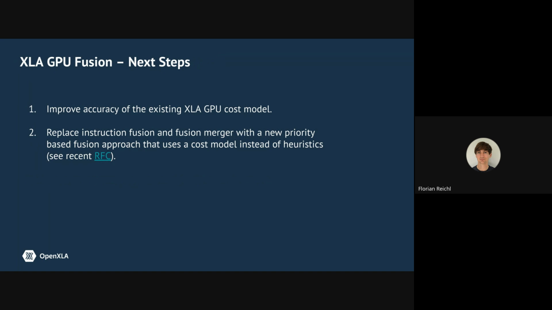And then the other thing is, if you remember back on the slide, I said we have these multiple steps we're taking. As a first thing, we want to unify the instruction fusion, that was the heuristics-based fusion, and the fusion merger, that was the cost model-based fusion, into essentially one fusion system. We call it priority-based fusion, and there's an RFC out since I think yesterday, so you can read up on that to get a first step into this unified fusion world.